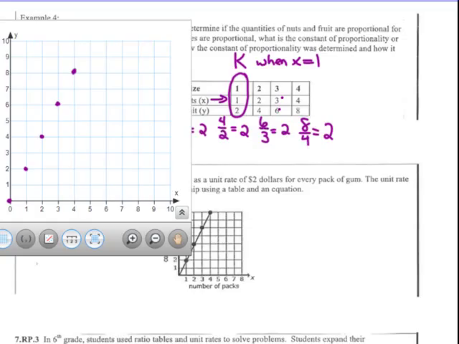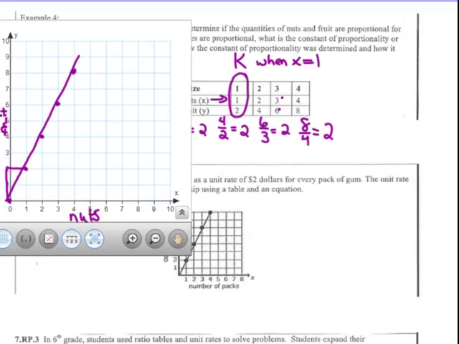So my x-axis here is the nuts. My y-axis here is the fruit. So when my fruit goes up 2, my nuts goes up 1, the cup of nuts. So yes, this is a proportional relationship. This looks to me like a straight line that will graph through the origin.